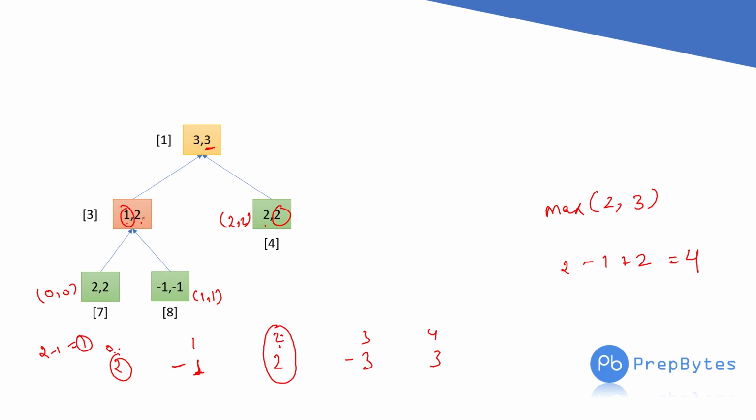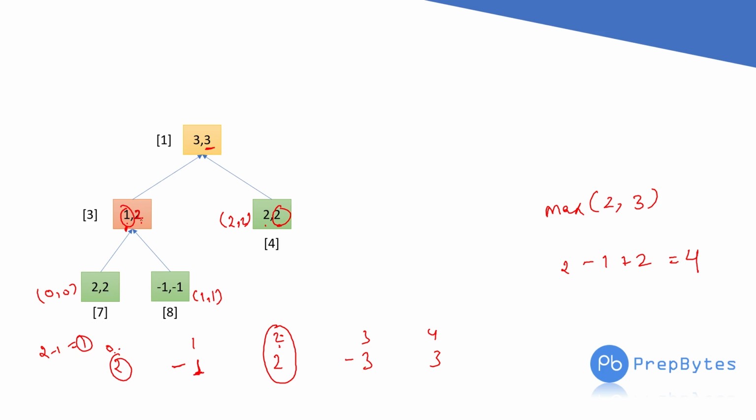Now either this value, that is nothing but the current maximum prefix, will be the answer, or we will be adding our new prefix with the already present sum that we have, that is 2 plus 1, that is nothing but 3. So the maximum prefix between the range of 0 and 2 is nothing but 3. Similar thing has happened here.